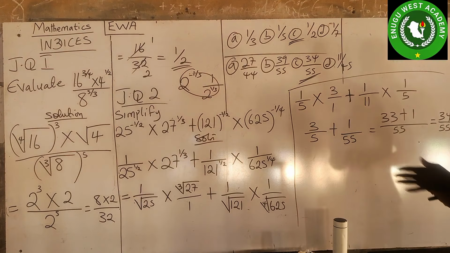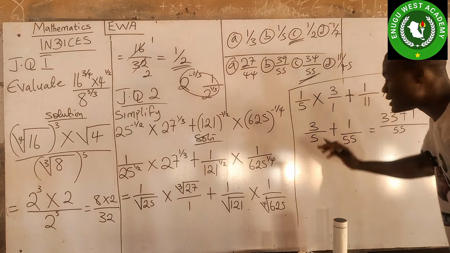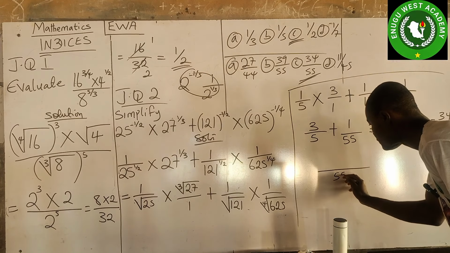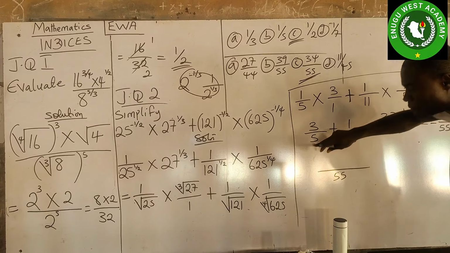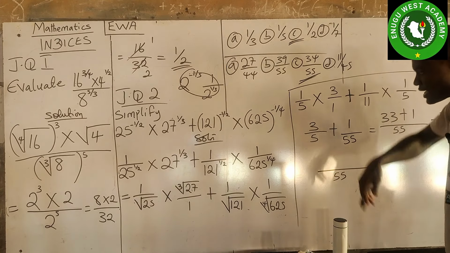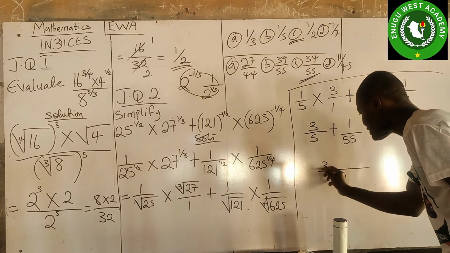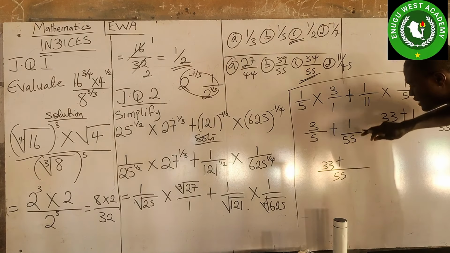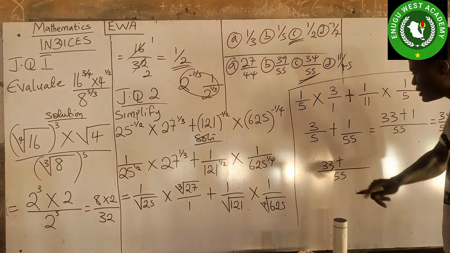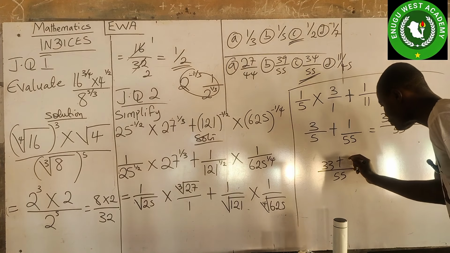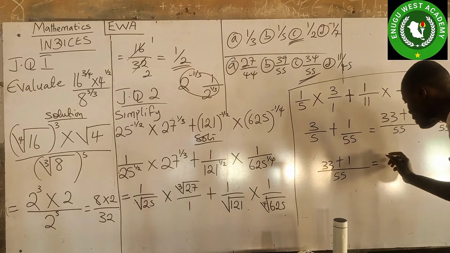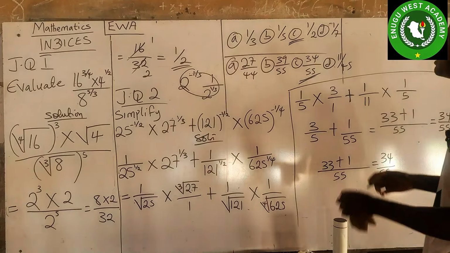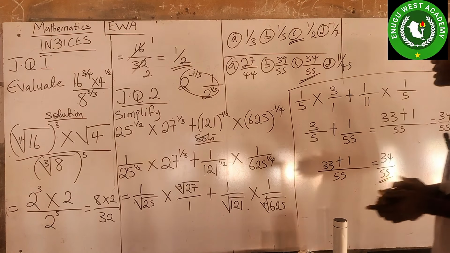Now please pay attention. In case you are confused here, the LCM of 5 and 55 is 55. Now 55 divided by 5 will give you 11. 11 times 3 will give you 33. You put plus. Now this 55 divided by this 55 will give you 1. That 1 times this 1 will still give you 1, which will be equal to 33 plus 1 is 34 over 55. So option C is the correct answer.